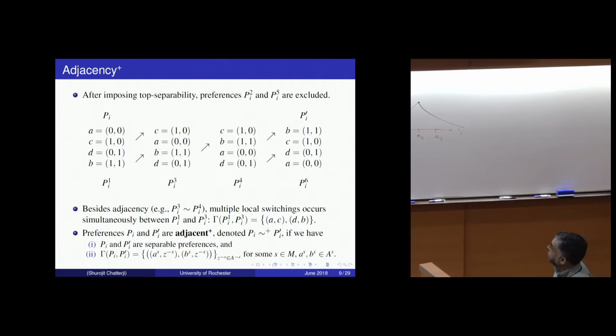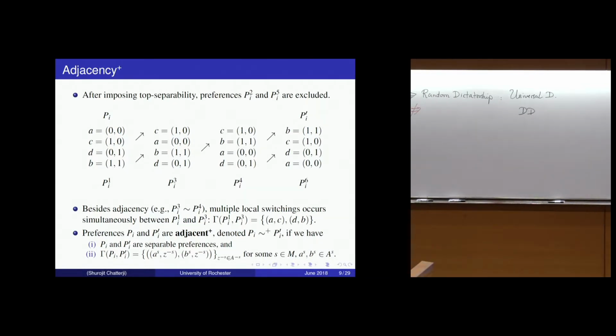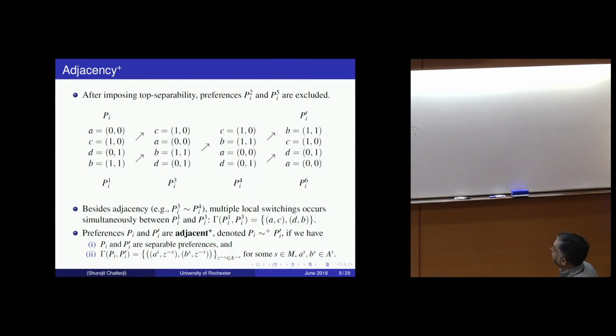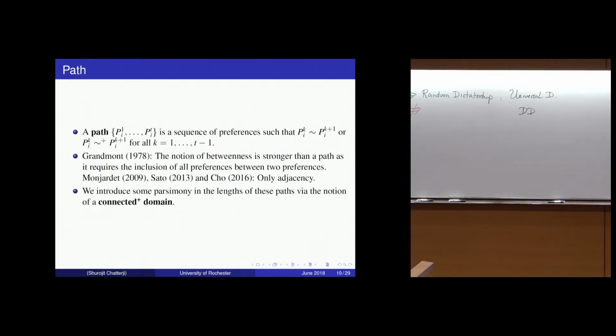So we have to be prepared to flip more than one pair of alternatives in general. And if we are prepared to do that, then we can construct a sequence starting here and ending there. Here pi and pi prime are called adjacent plus preferences because we are going to flip all the things that are required by a separability argument. So these are the sequences of preferences that we will postulate. We will require these adjacent plus preferences to be separable, and the flipping alternatives are going to be exactly those that are required by separability. So this is going to be the language we use to talk about rich domains.